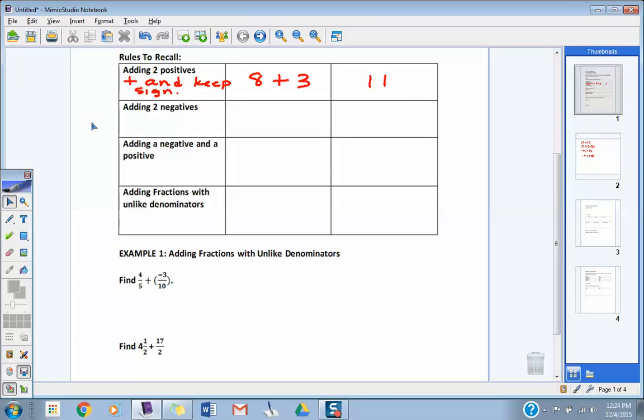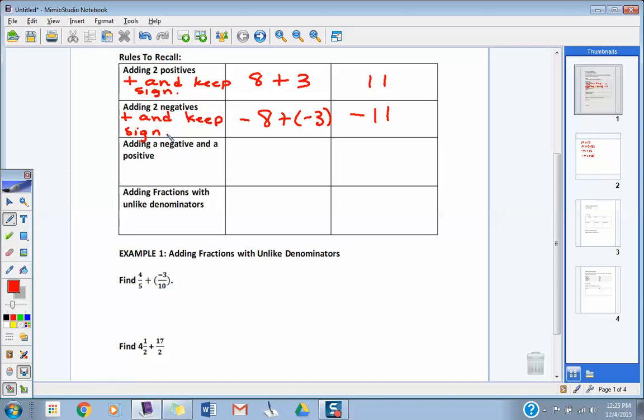All right. How about adding two negatives? Suppose I've got negative 8 plus negative 3. What's that going to be? Negative how much? Negative 11. Yeah, signs are the same again. So I'm going to take the 8 and the 3 and add them up. This will be a negative 11. So again, same thing. You're going to add the two values together and keep your sign. Add and keep the sign.